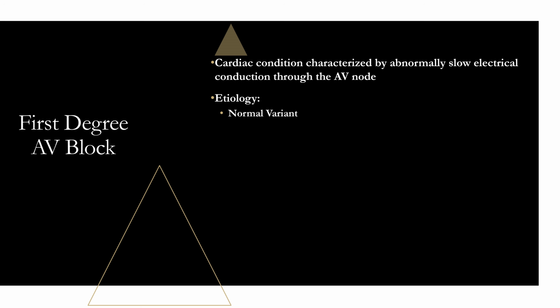So those really well-trained athletes that have a heart rate of like 40 beats per minute, they can have a first degree AV block without any structural abnormalities of the heart. So a first degree block can be normal. What about the abnormal stuff?